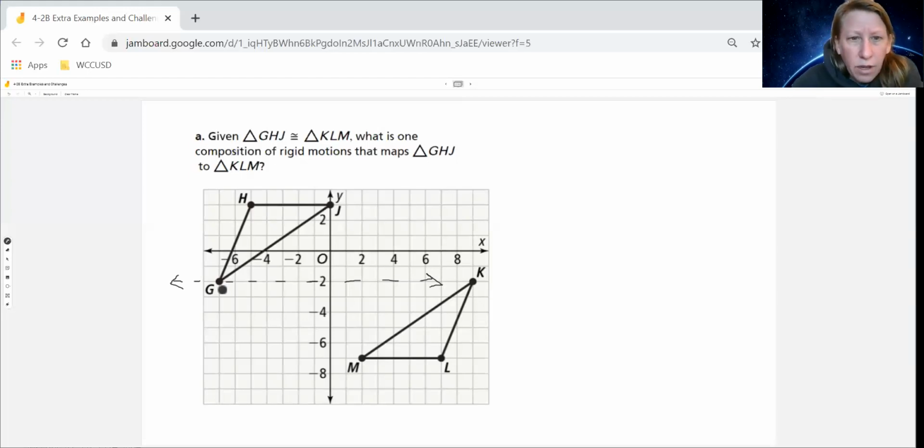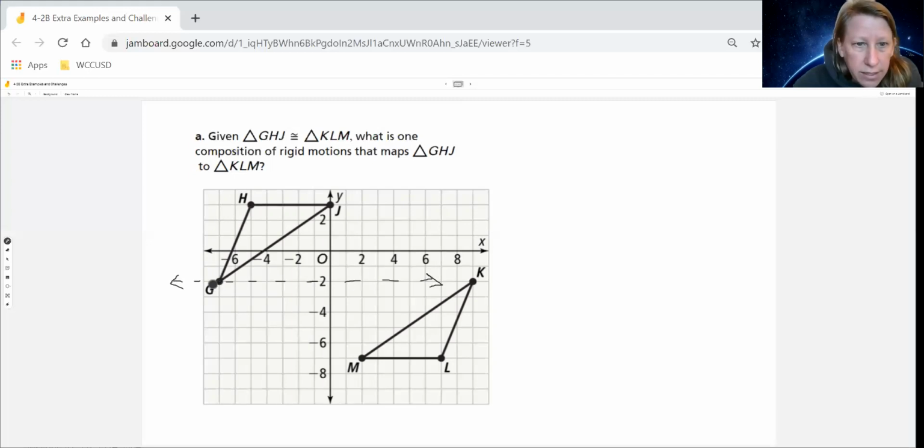So after playing with it for quite a while, I thought, well, maybe we'll reflect it over this line. So I'm going to reflect it right. We're trying to get GHJ to match up on KLM. So G somehow has to land where K is. Okay. So what I found would be good is to reflect it over this line.